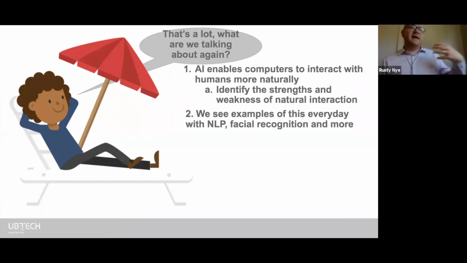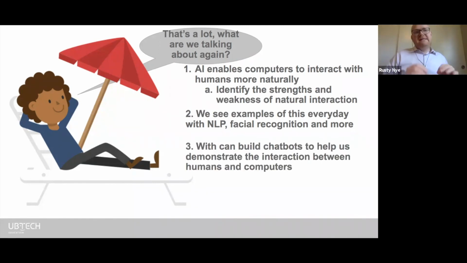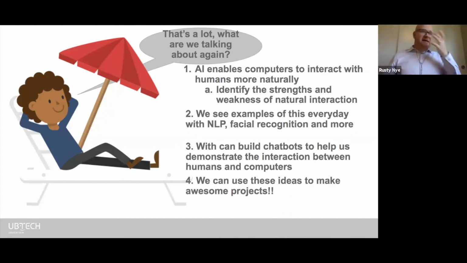For example, natural language processing is something that the majority of us interact with daily, many times a day. Facial recognition, and try to identify all of those ideas of how we interact with computers and how naturally they are progressively becoming. We can utilize these ideas to help build different chatbots, and we can help demonstrate how humans can interact with computers and how inherently AI can help make those interactions more positive, more unique, and more natural. And you can utilize all these ideas to build really, really awesome robots.